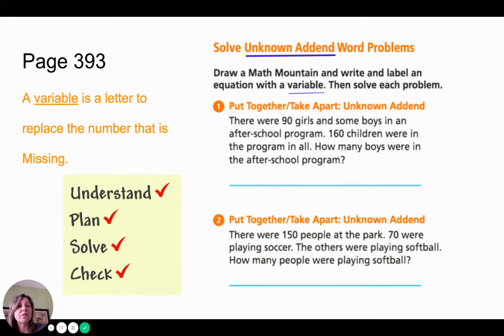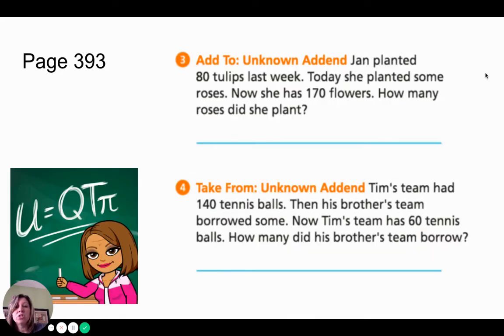All right? And then you have to solve each problem. Remember from yesterday, understand, plan, solve, and then check your work. Does it make sense? Did you answer correctly? If you want to draw a math mountain, go for it. Read the questions. We're going to have put together, take aparts. And at the bottom of the page, we're going to have add to and take from. You are missing an addend. So if you're missing an addend, we have to use subtraction to help us out. Or it could be an addition problem with that missing addend. Okay, please work on problems 1, 2, 3, and 4.